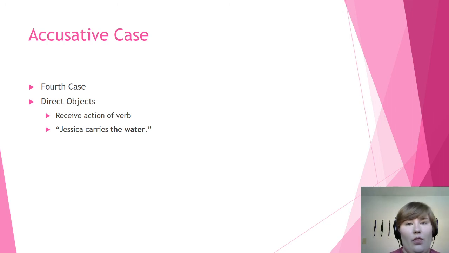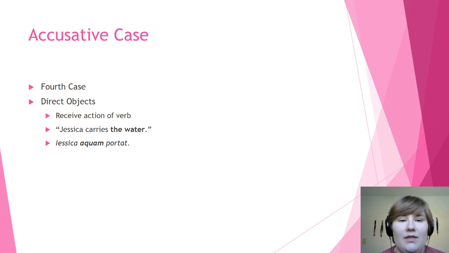Jessica carries the water. Jessica's our subject. She's nominative case. But we have another noun in this sentence, water, and it's not the subject. And the verb isn't a form of being, so it can't be a predicate nominative. It must be the direct object. What is Jessica carrying? She's carrying the water, right? If I grab the water, the water is receiving the action of the verb.